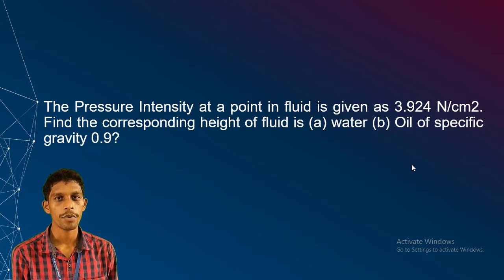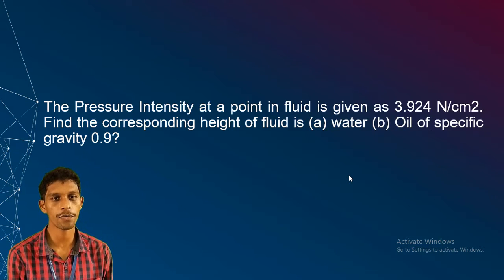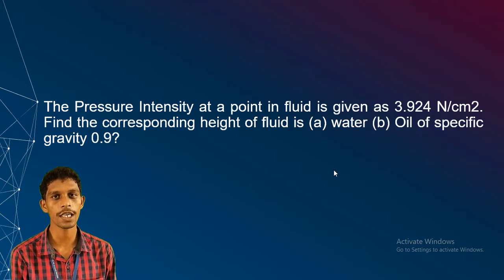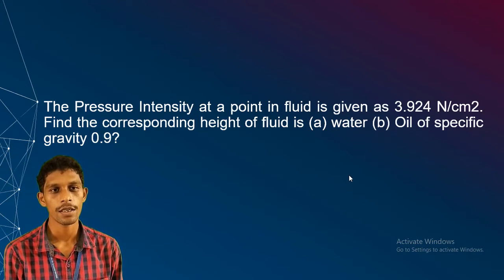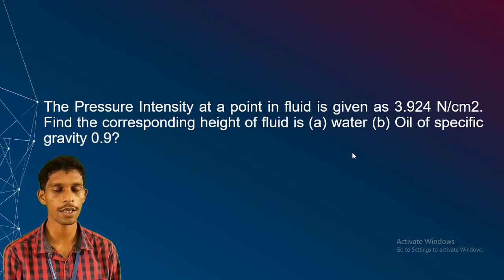See the second example, it is a very easy problem. The pressure intensity at a point in a fluid is given as 3.924 Newton per centimeter square, right? Find the corresponding height of fluid, A if the fluid is water, and B if the fluid is oil, right? So he has asked us to calculate the corresponding height of the fluid. That means we have to calculate the Z value here, right?